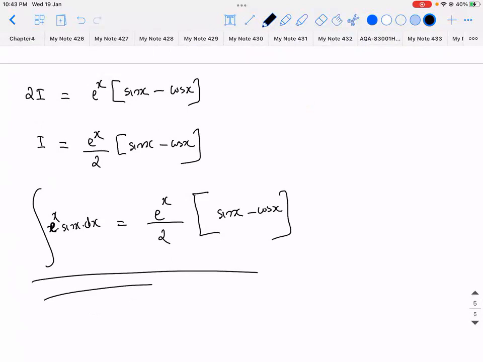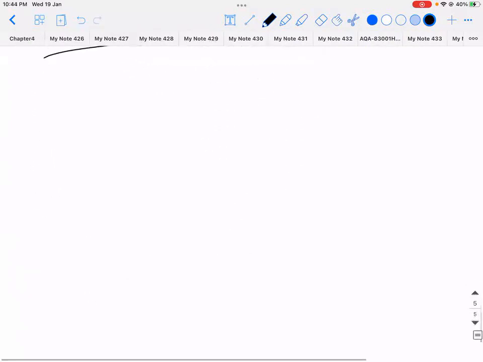Okay. Any confusions regarding this part? Oh, I missed that plus c. Since it is an indefinite integral, we always have to put a c at the end. So e raised to x by 2 times sin x minus cos x plus c. So that is the idea about this question.